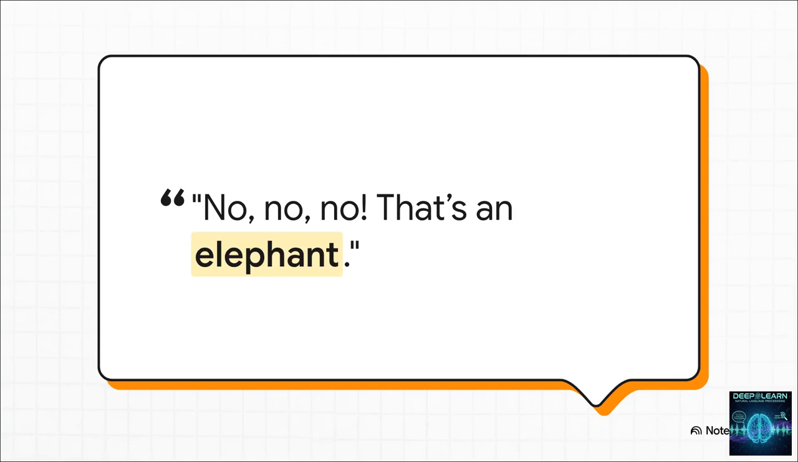Right away, the monkey's like, no, that's an elephant. He gives immediate feedback. The butterfly's guess, totally wrong. And right there, that simple little loop, you make a guess, you get it wrong, and you get told why it's wrong. That, my friends, is the absolute heart of machine learning.